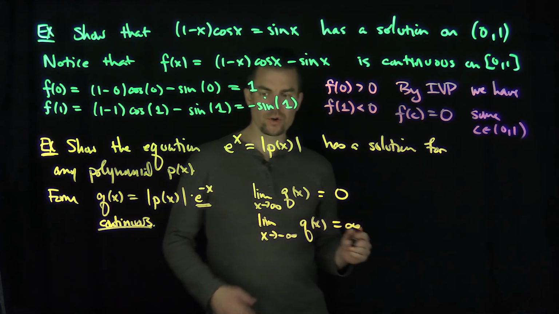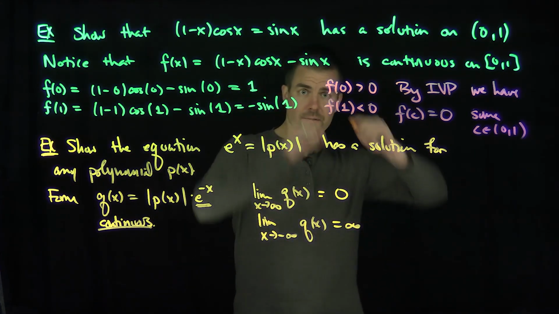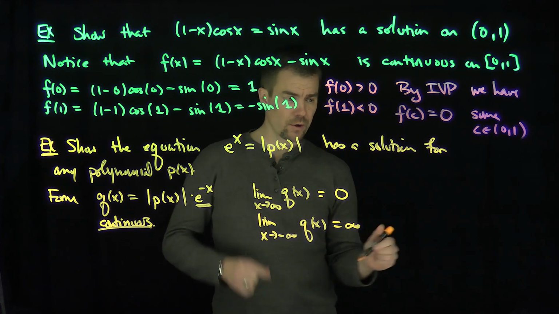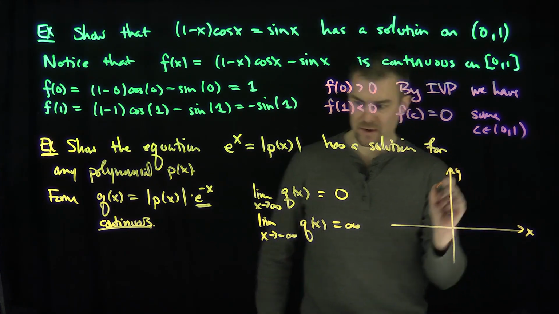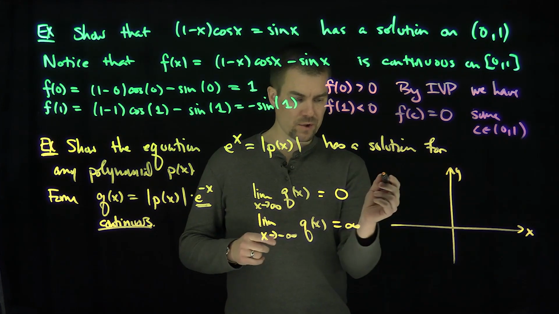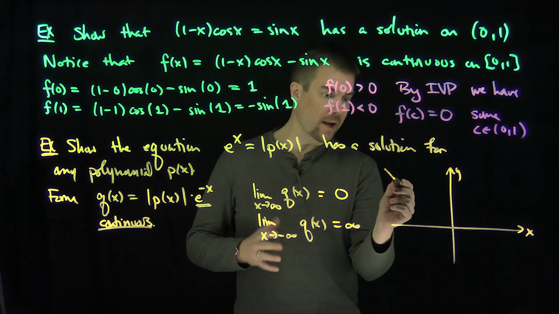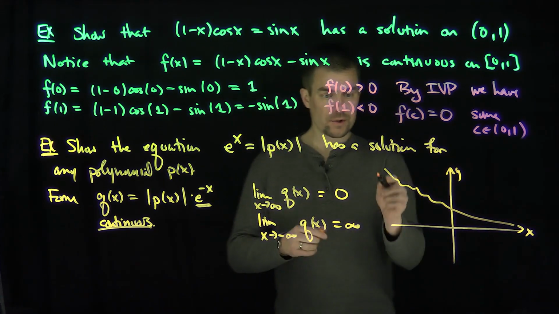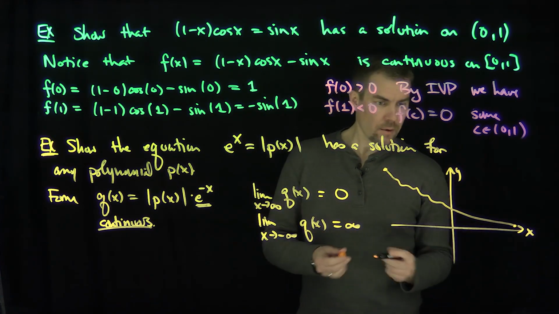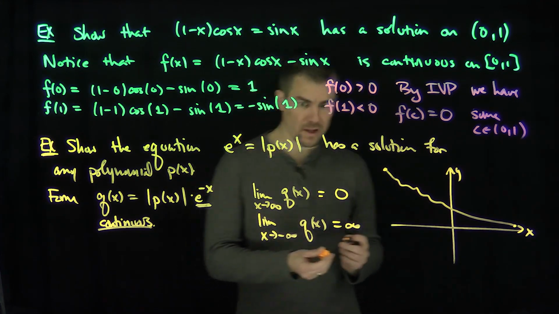So we have a function q that's continuous. As you go to positive infinity, you're going to 0. As you go to negative infinity, you're going to infinity. So the graph looks something like this. Here's our x-axis. Here's our y-axis. And as we go to infinity, we're going to 0, and we start off at infinity. I'm not exactly sure what it's going to look like, but it has to do something along those lines. Now it's up at infinity. It's down at 0. So somewhere in between it has to cross 1 by the intermediate value theorem.